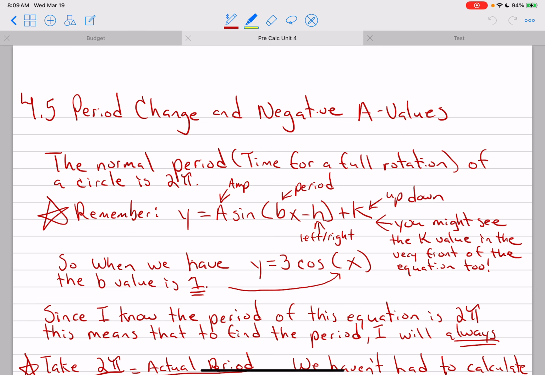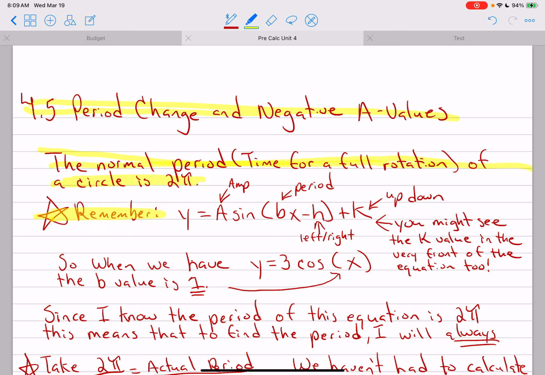All right, let's get this. 4.5, period change and negative A values, all right? So, the normal period, which is the time for a full rotation around that circle, of a circle is 2 pi, which you all know.